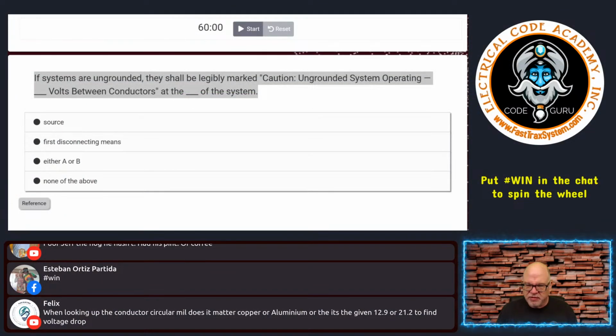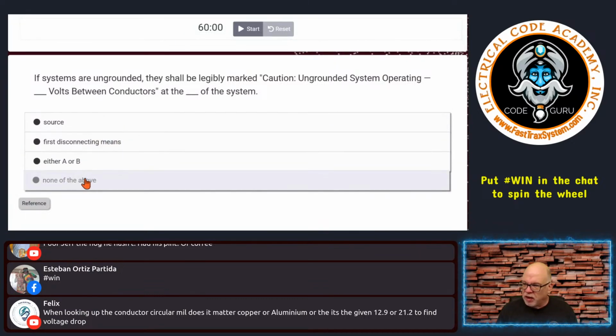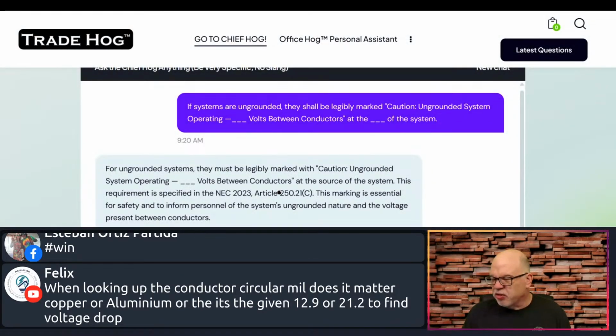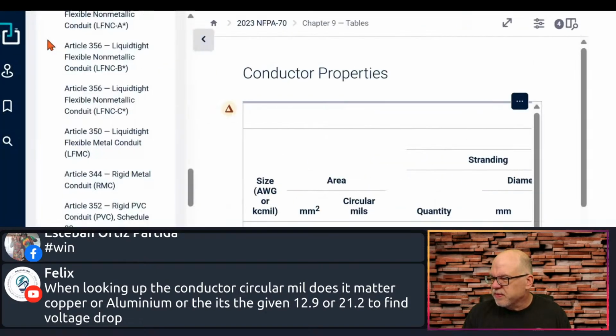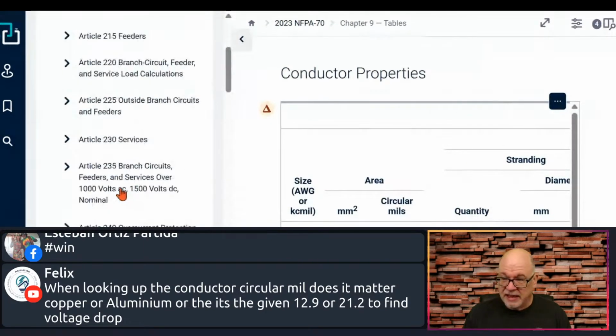We had the option of first disconnecting means. Now we have either A or B, no, or none. Well, we saw that it said source, right? But the hog also gave us what? The hog also gave us code references, right? In 220.21, okay? So let's see here. It gives us some code references to go look at, 250.21(C). So we'll go here real quick, and we'll just go down and see. I think y'all already know the answer to this one, okay? So 250.21.